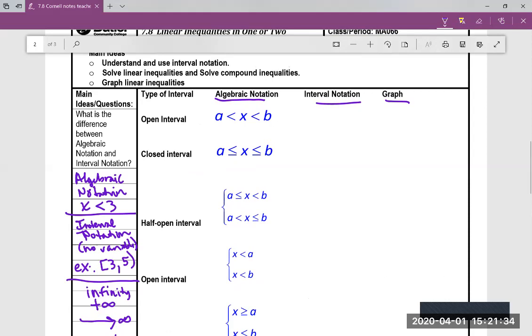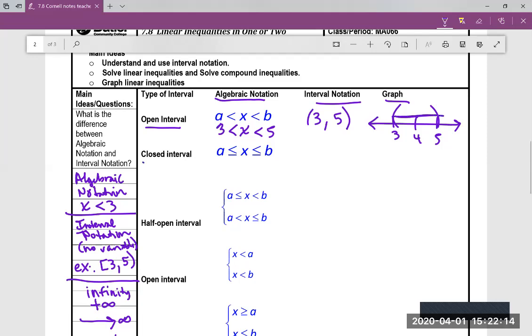All right, let's review. Let's put some real numbers into this. So if this was our algebraic notation, this is called an open interval. If the solution x is greater than 3 but less than 5, here's what the interval notation would look like. 3, 5. And here's what the graph of that would look like. Now let's say we have 3, we have 4, we have 5. It would look something like that. This connects to that. Okay.